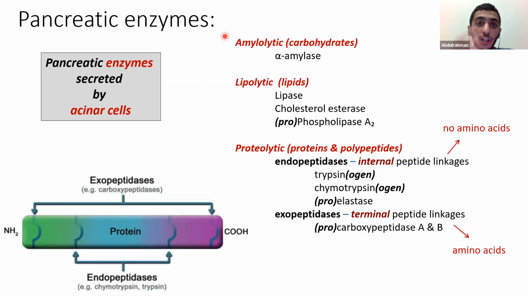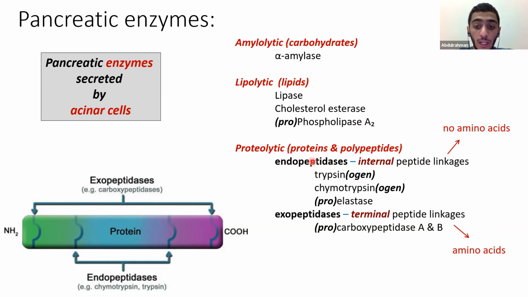Now, for pancreatic enzymes, there are a few points that you need to keep in mind. The first thing is that pancreatic enzymes are able to break down proteins, carbohydrates, and fats. The three major sources of energy or food are going to be broken down by the pancreatic enzymes. For the carbohydrates, we use alpha amylase. For the fats, we use a lipase, a cholesterol esterase, and a phospholipase A2. And for the proteins, we're going to use the trypsins, the chymotrypsins, the elastase, and the carboxypeptidase.